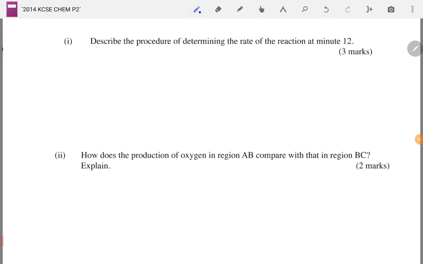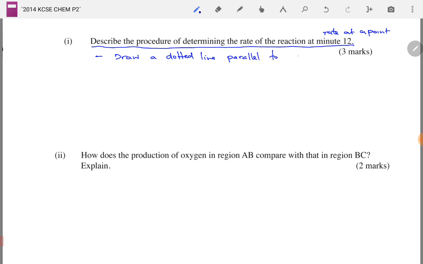Now, Roman 1, describe a procedure of determining the rate of a reaction at minute 12. So this is rate at a point. There is a difference between rate at a point and rate over a certain time lapse. So rate at a point, to determine, we have to give the steps. So first, draw a dotted line parallel to the vertical axis.